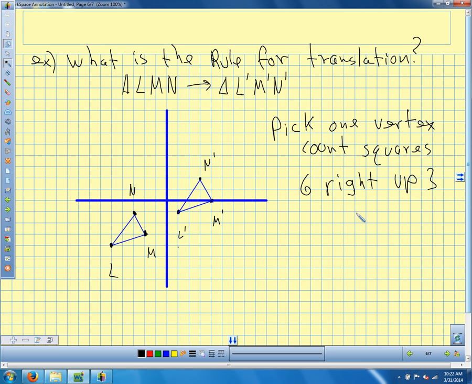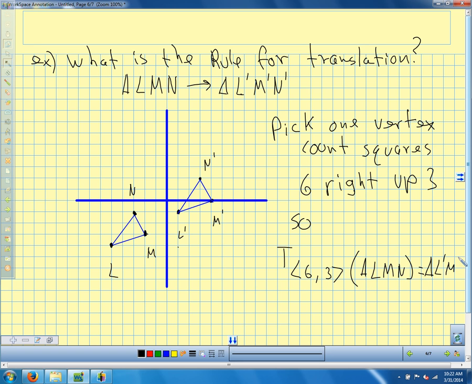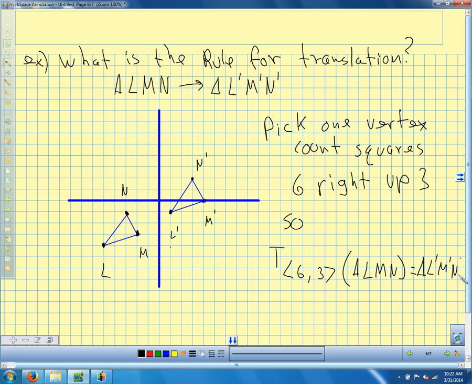So we're going right 6, up 3. So we have our transformation. We're moving 6 units to the right. We're adding 6 to our x, and we're adding 3 to our y. So this would be a translation of 6 units right, up 3 units of triangle L, M, N equals triangle L prime, M prime, N prime. So that would be our rule for our translation.